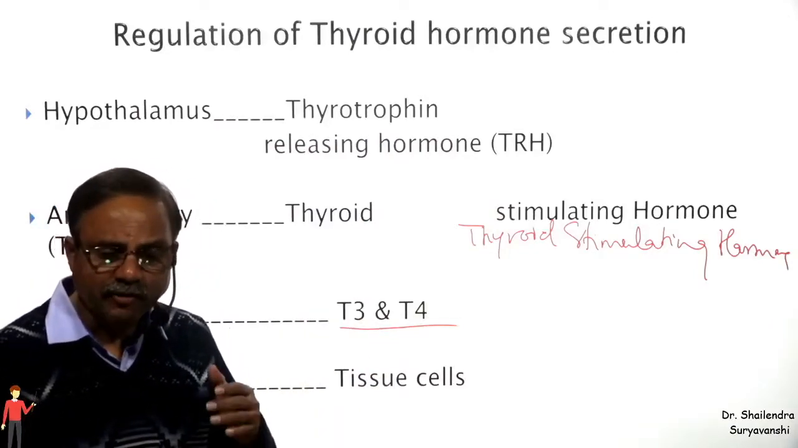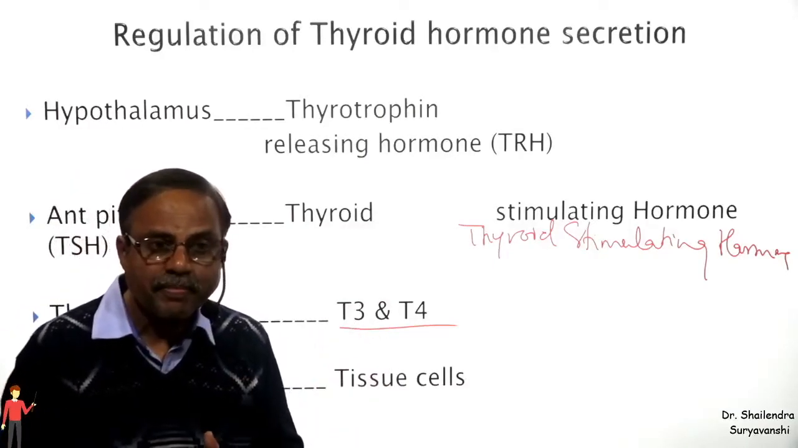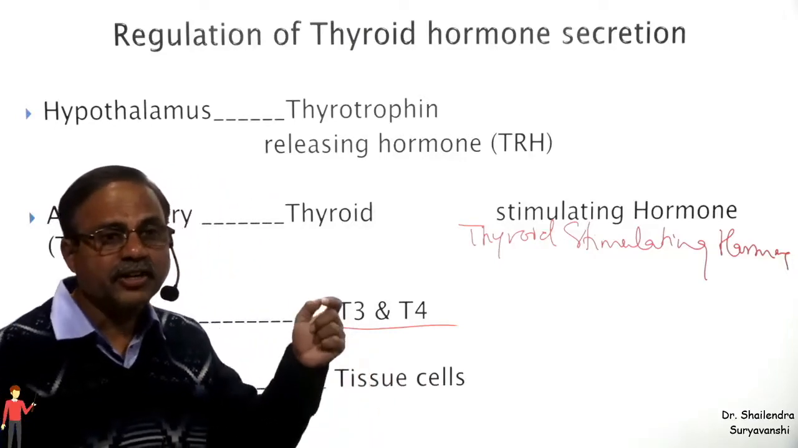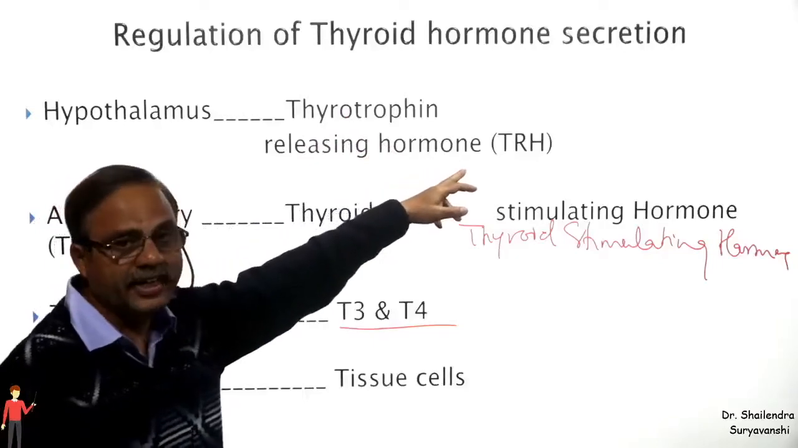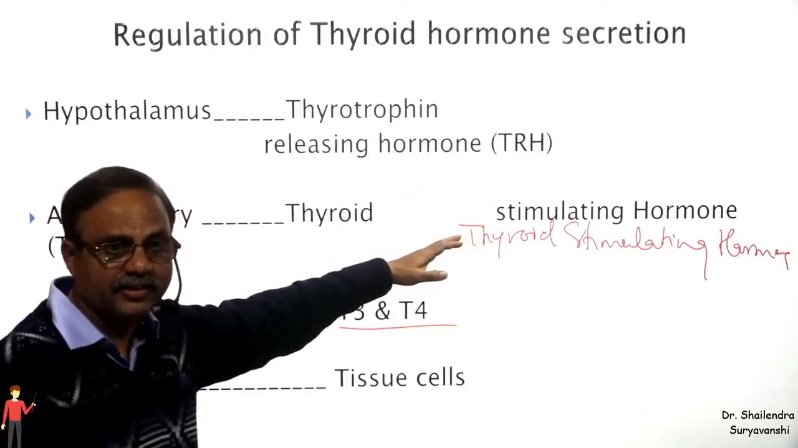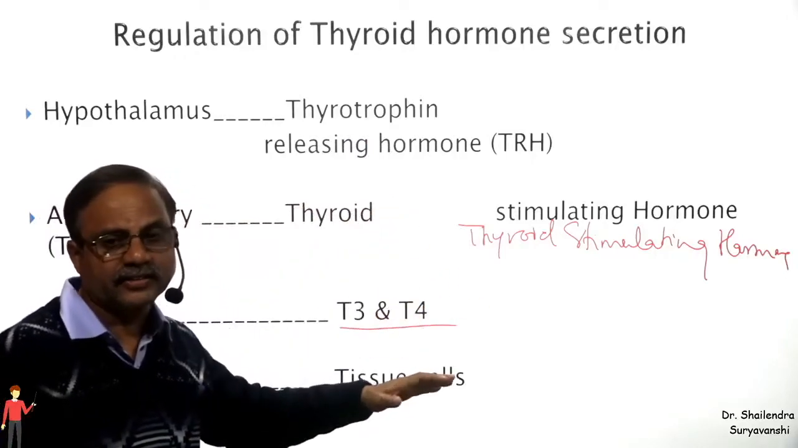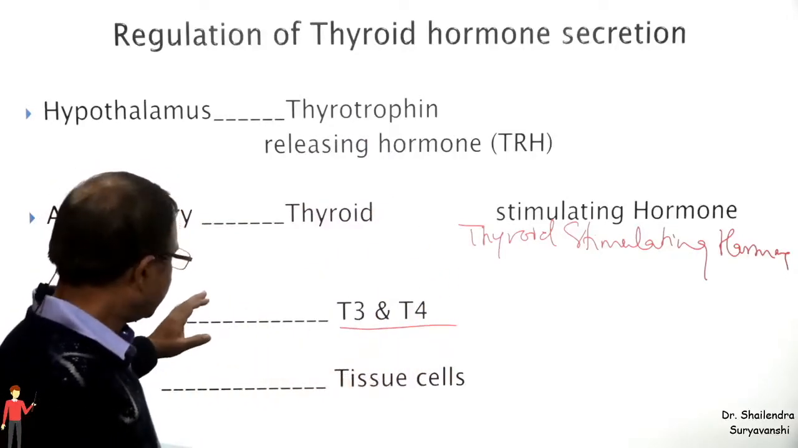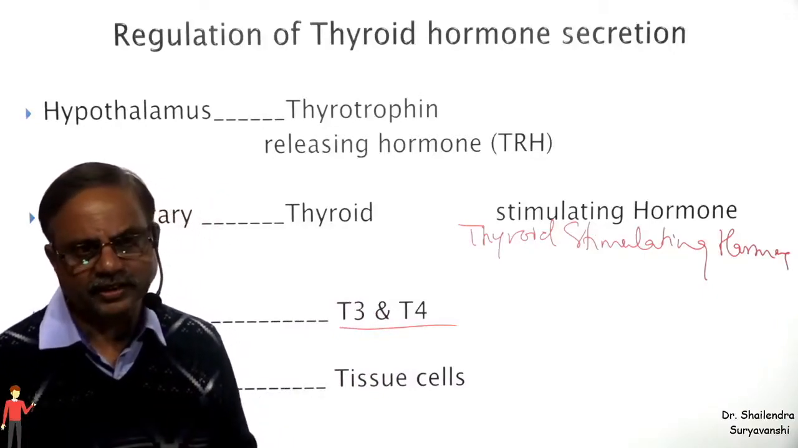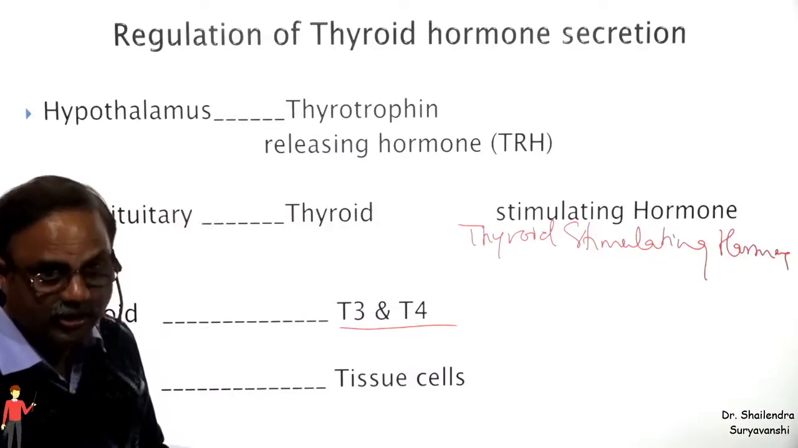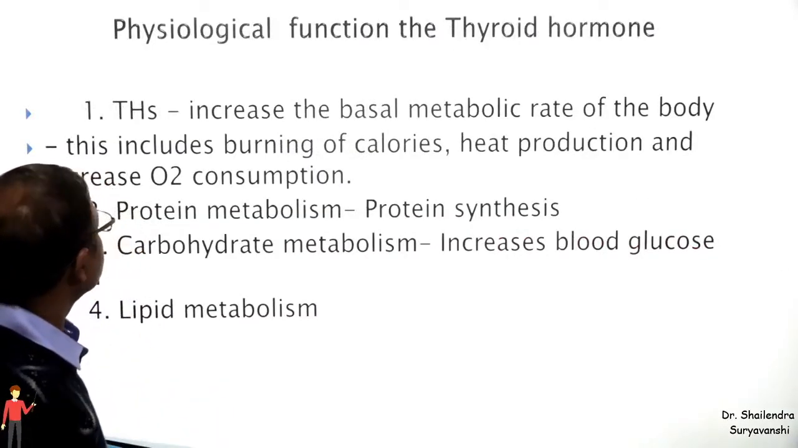Similarly, if the level of T3 and T4 in our blood is low, the hypothalamus will sense it and secrete more TRH, and TRH will again stimulate the pituitary to secrete TSH, and the TSH will again stimulate the thyroid gland to secrete T3 and T4. In this way the secretion is regulated. And then you can see the physiological functions of the thyroid gland.